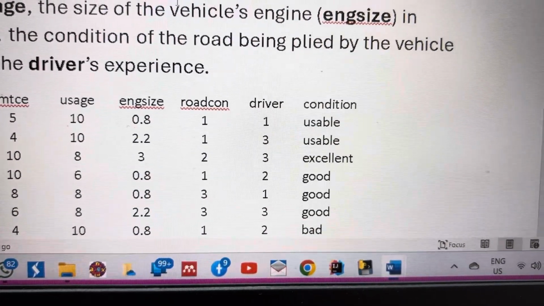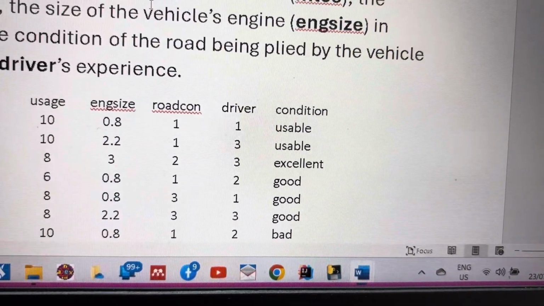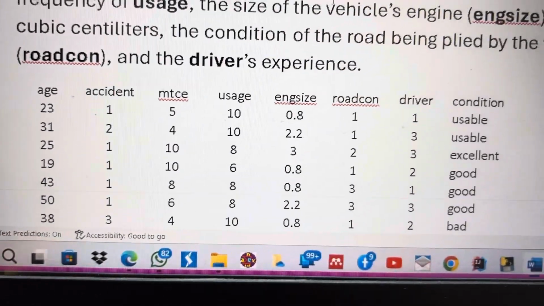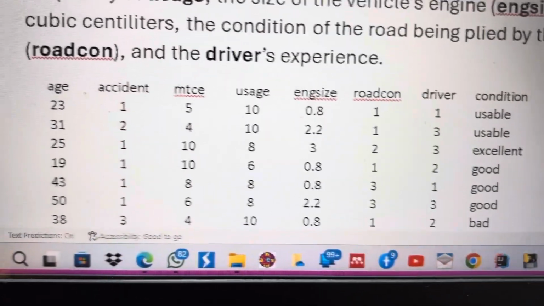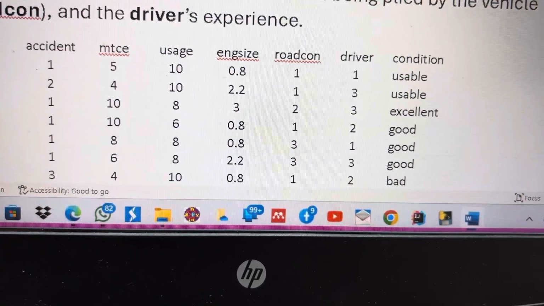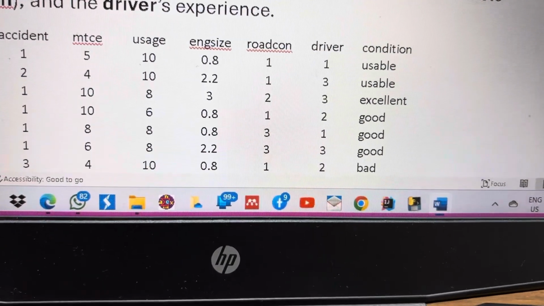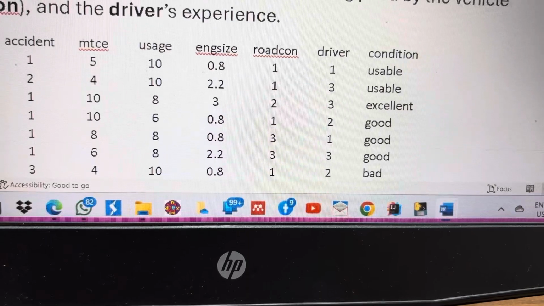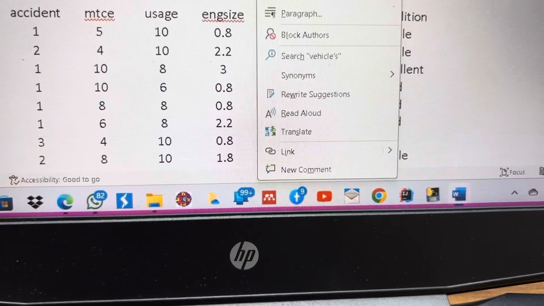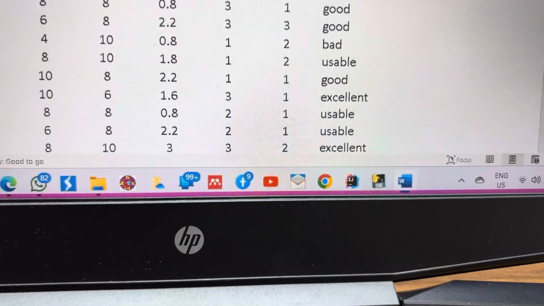And now you can see the condition here is the outcome. For record number 1, that's observation number 1, the vehicle is still in usable form. 2 is still in usable form. 3 is in excellent form. Then 4 is in good form, 5 in good form, 6 in good form. 7 is in a bad shape. So that's how it is.